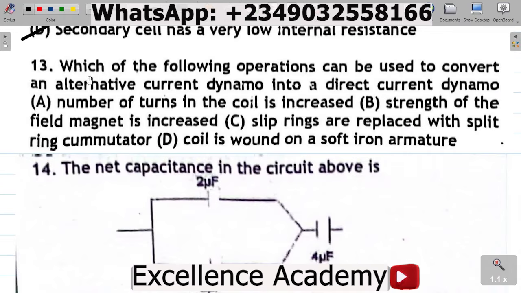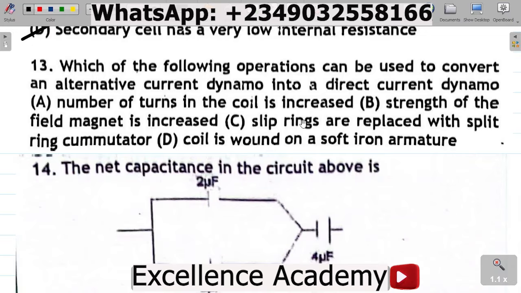Question number 13. Which of the following operations can be used to convert an alternating current dynamo into a direct current dynamo? A, number of turns in the coil is increased. B, strength of the field magnet is increased. C, slip rings are replaced by split ring commutator. D, coil is wound on a soft iron armature. Now, what's the answer to this question?